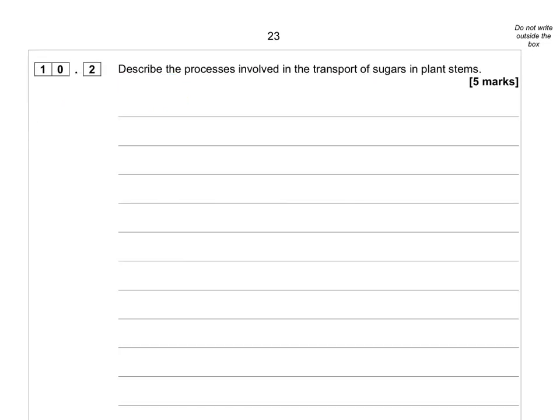Question 10.2 says describe, yet again for 5 marks, the processes involved in the transport of sugars in plant stems. So that is related to mass transport in plants. That's 3.3.4.2. And it's about the mass flow hypothesis for translocation in plants.